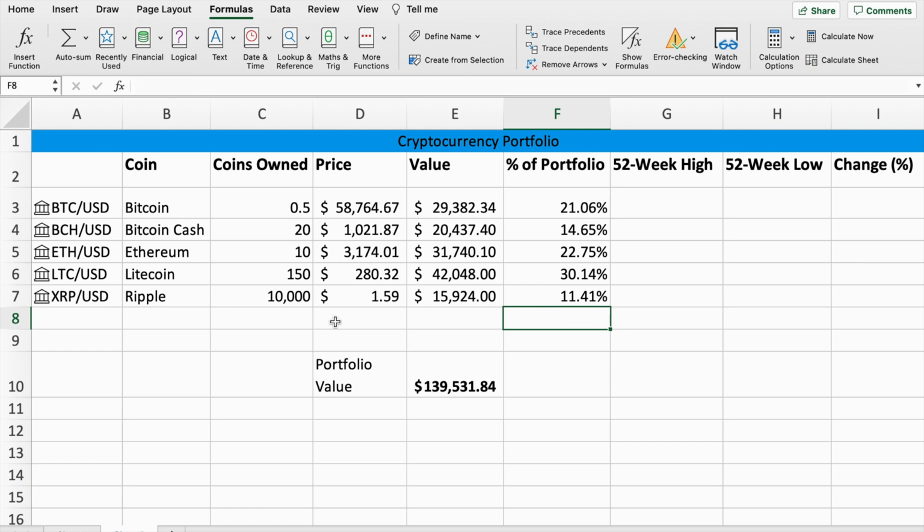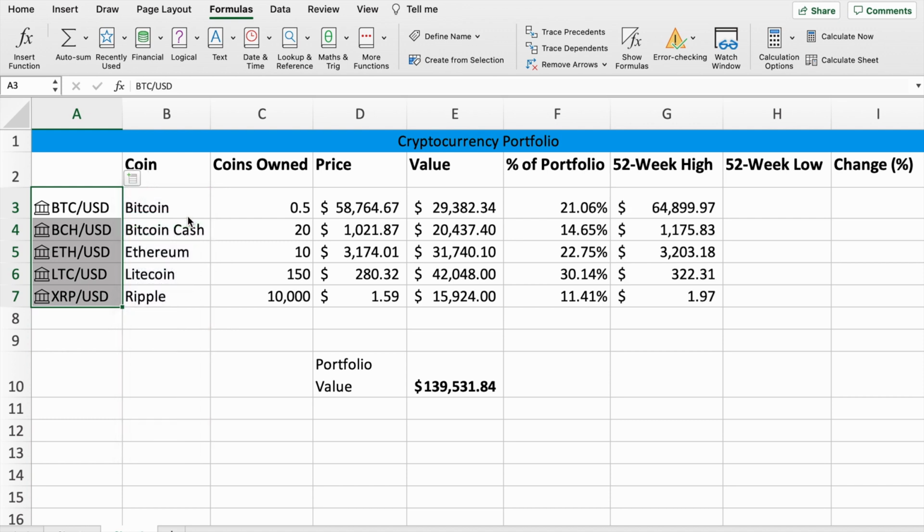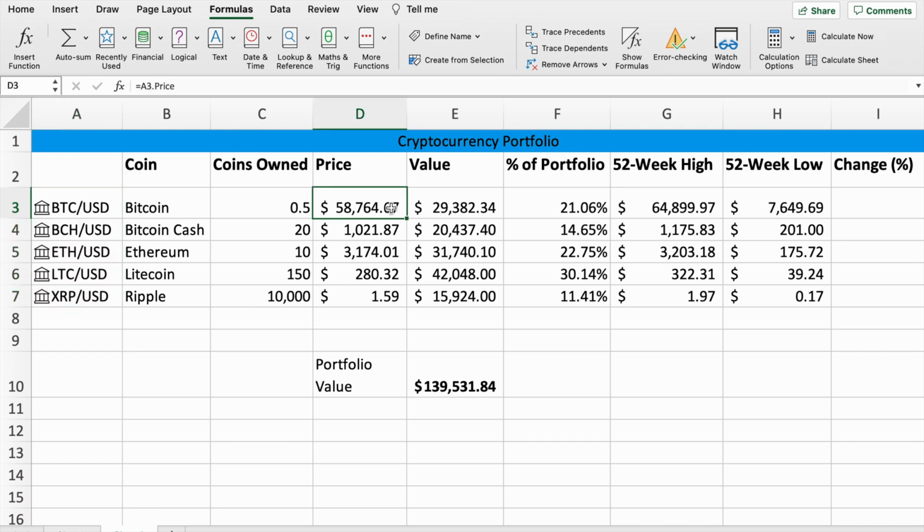Excellent. So what we're going to do next is pull the 52-week high and the 52-week low data so we can see how our cryptocurrencies are traveling. So first of all, 52-week high, there we go. 52-week low, there we go. So now we can just see how the value of our cryptocurrencies has changed over time and how they're looking compared to their high and low points of the year. As you can see, Bitcoin is pretty close to the top, as is Bitcoin Cash, as is Ethereum. Litecoin's a little bit away from its high, and Ripple is Ripple.